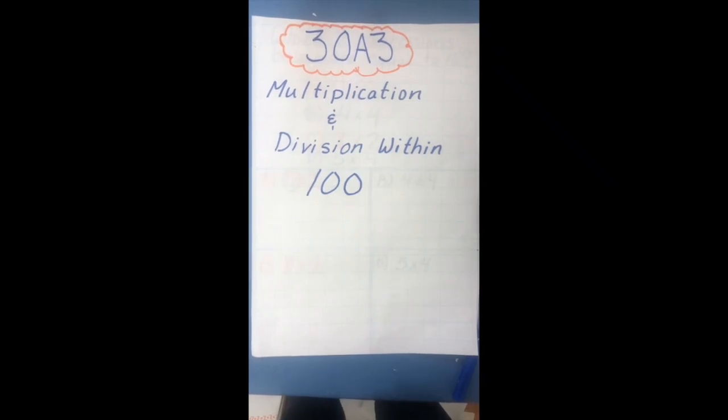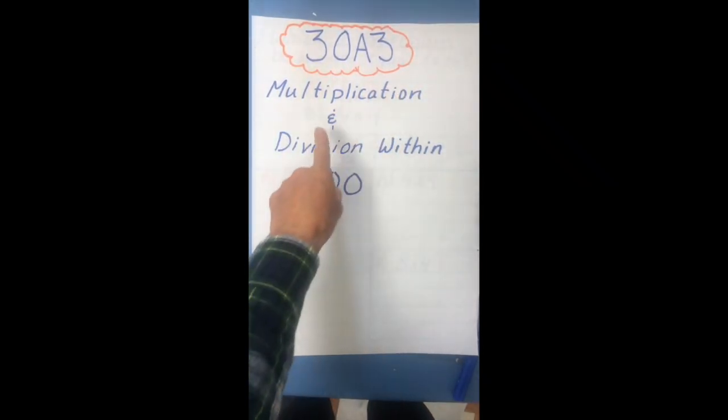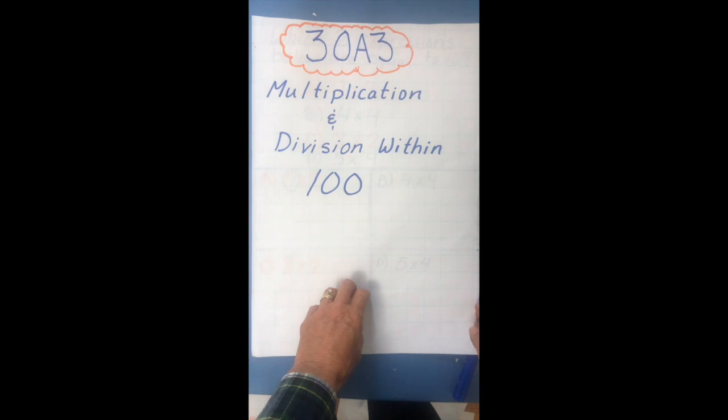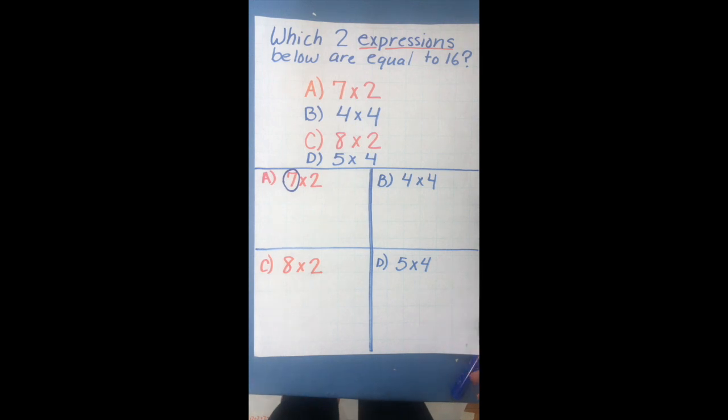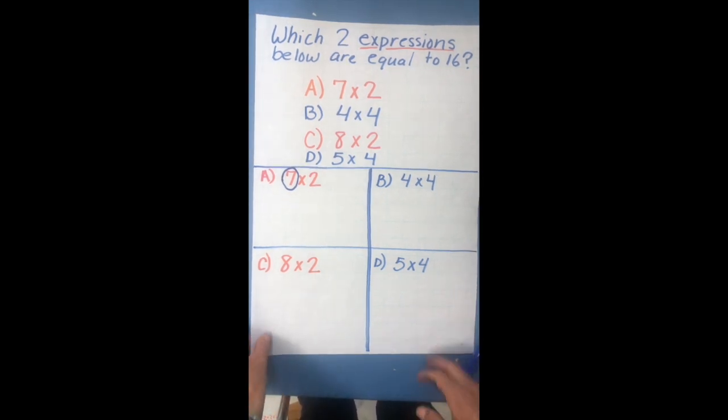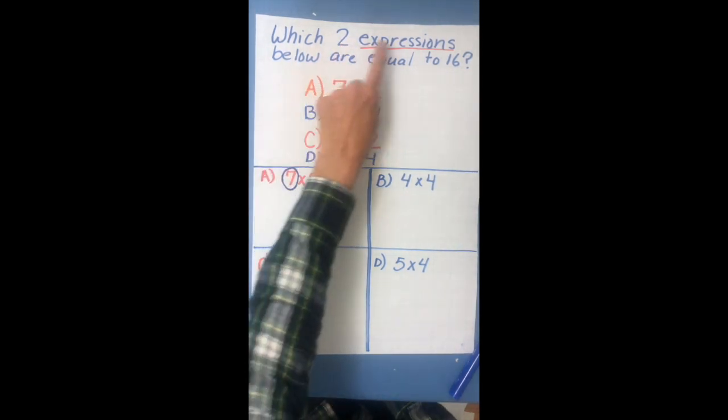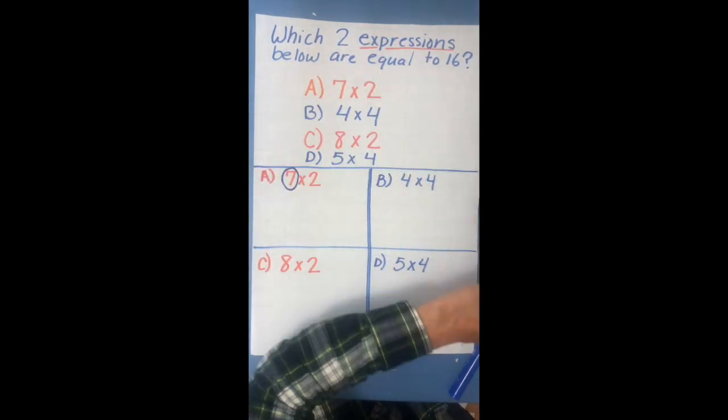All right, this is a video on multiplication and division within 100. And the problems go from easy to hard. Okay. So the first problem is, which two expressions below are equal to 16?